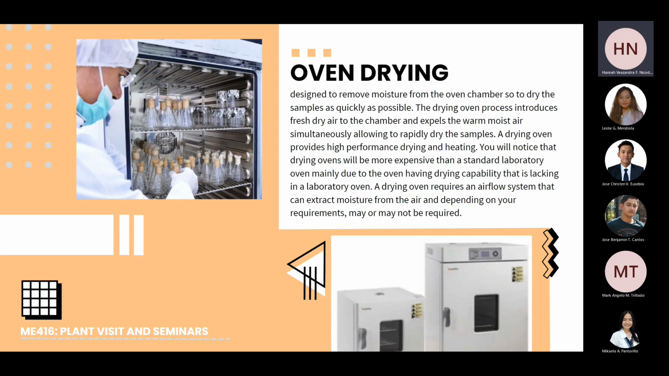A drying oven requires an airflow system that can extract moisture from the air, and depending on your requirements may or may not be required. Drying ovens are suitable for up to 300 degrees Celsius. Its purpose is to heat, dry, harden, and sterilize materials and parts. In the process of drying materials, fresh air enters through the heating elements and moist air exits. The blower produces temperature uniformity inside the oven by dissipating the hot air. Next po.